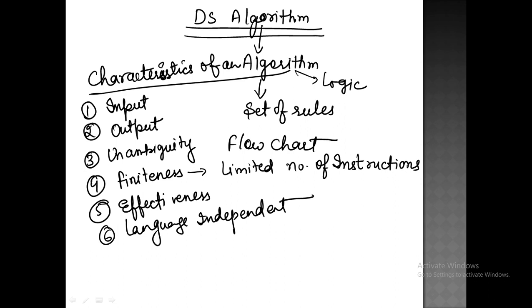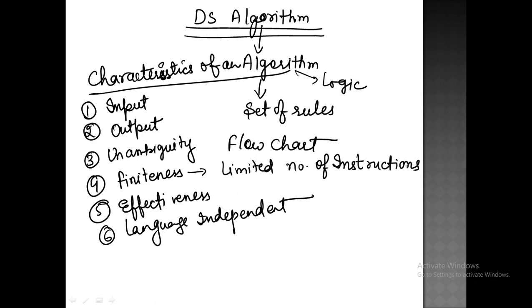Effectiveness means an algorithm should be effective. As such, each instruction in the algorithm affects the overall process. Language independent means the language of the algorithm should be independent so that instructions in the algorithm can be implemented in any type of language with the same output.